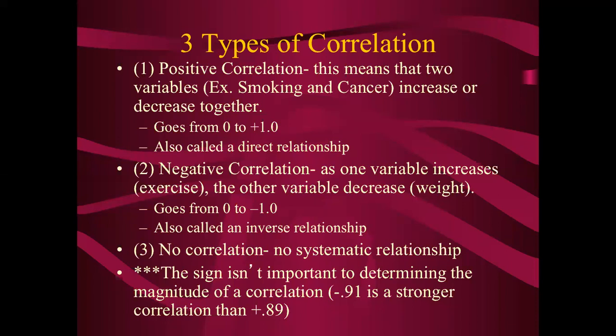Now, the sign, as you can tell, shows direction. Both factors go in the same direction with a positive correlation. With a negative correlation, the factors go in opposite directions. But it's important to note that the sign doesn't tell you the strength or the magnitude of the relationship. It just tells you the direction. The decimal point itself will tell you the relative strength.